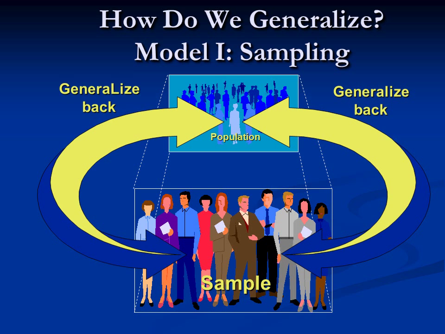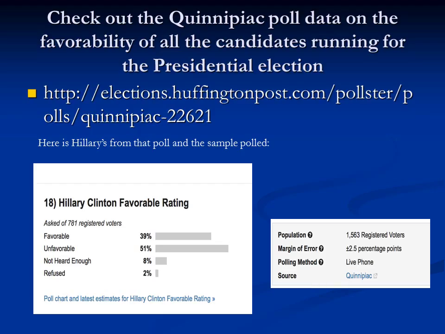What we end up doing in general is using a sample. Here's an example of a recent Quinnipiac poll that was conducted. You can follow the link and you will find how this poll was conducted and the type of questions they used and the favorability of all the candidates, the Republican as well as the Democratic nominees. As you can see, this study used a sample of 1,500 plus registered voters. So this is one way of doing it.